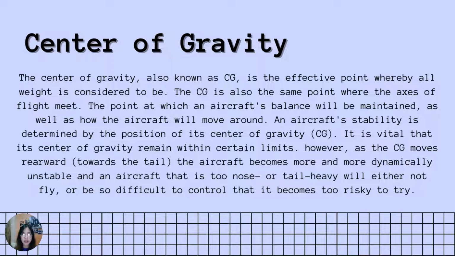An aircraft's stability is determined by the position of its center of gravity, or CG. It is vital that its center of gravity remain within certain limits. However, as the CG moves rearward toward the tail, the aircraft becomes more and more dynamically unstable, and an aircraft that is too nose or tail heavy will either not fly or be so difficult to control that it becomes too risky to try.